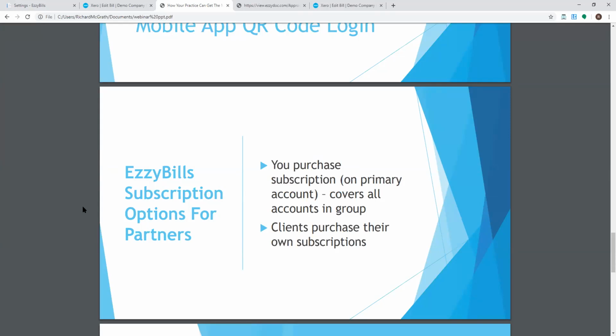You just need to be careful if your primary account has a paid subscription. Then if one of the other accounts in the group purchased a subscription, that wouldn't work. And they would still be covered by your primary account subscription, but it would ignore their own subscription. So if you want all your clients to be covered by your subscription, then just make sure you purchase that subscription on your primary account. But if you want clients to pay for their own subscriptions, then make sure you don't purchase a subscription on the primary account.